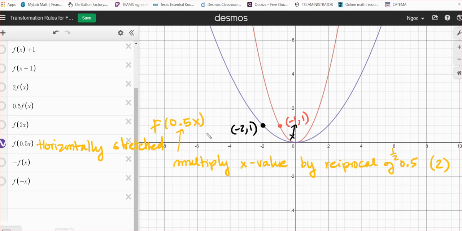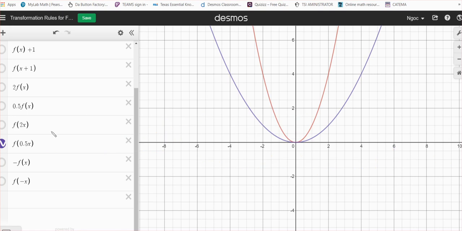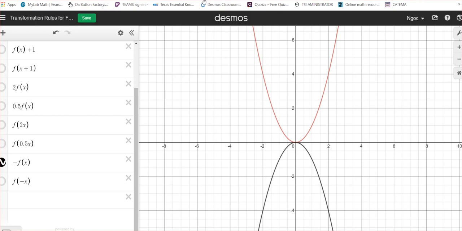Okay, we have 2 more notations. So let's move on to the next one. I'm going to go ahead and erase it first. Okay, so let's look at the next notation. The next one is -f of x. Can you predict what happened? So let's go ahead and graph it.